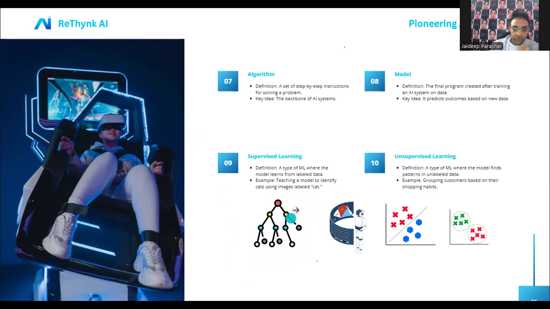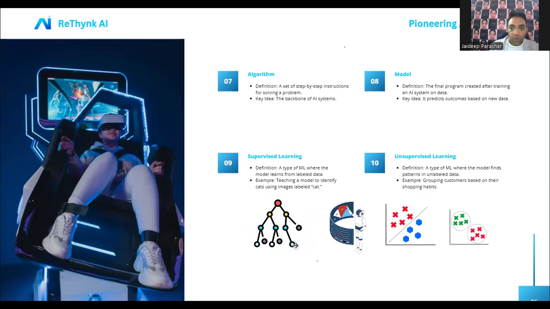If this happens, go to this node. This is the easiest example of a data set. I was trying to find the easiest example, and I can't think of anything better than this data set. This is a relevant example of an algorithm. Okay, the backbone of an AI system is the algorithm.